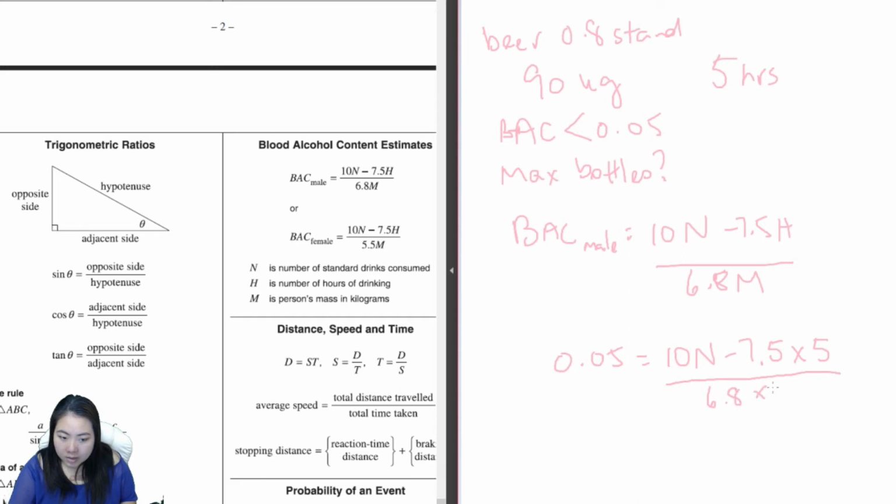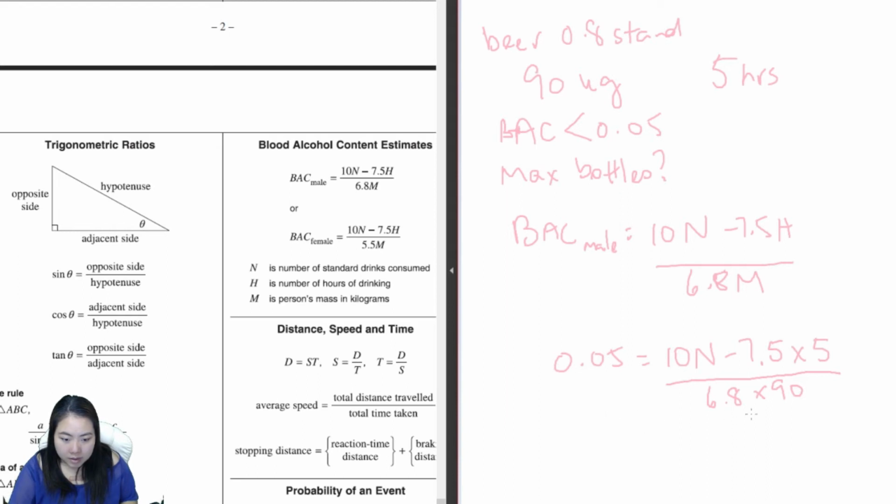6.8. The mass was 90 kilograms. And that's mass in kilograms. We have kilograms, so that's good. N is the number of standard drinks consumed. But we only have 0.8 of a standard drink. We'll figure that out later.